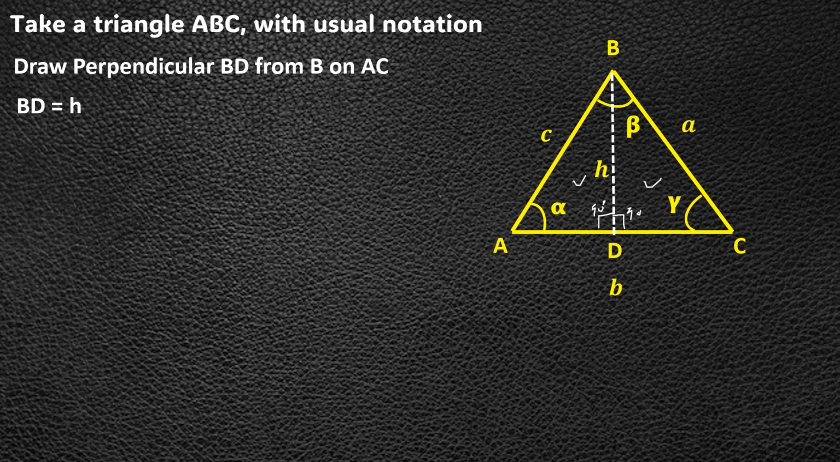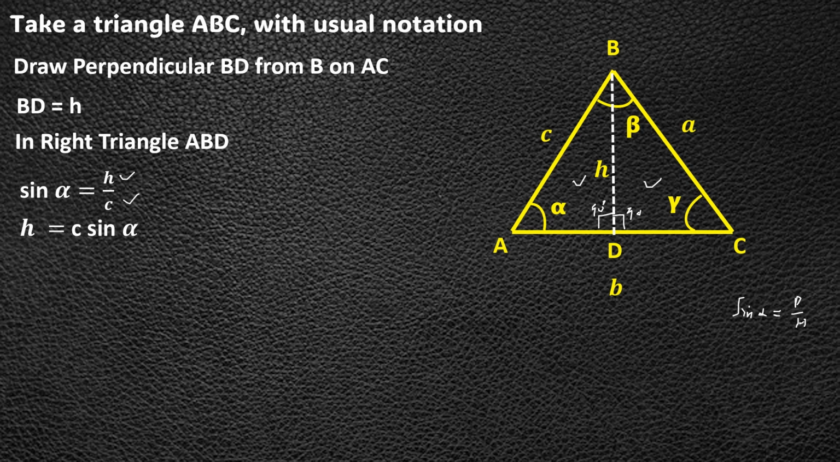BDC. Now we take the first right triangle ABD and find sine alpha. As we know, sine alpha is equal to perpendicular over hypotenuse. Therefore, sine alpha will be h over c. From here we find the value of h, which is c sine alpha. We call this equation 1.